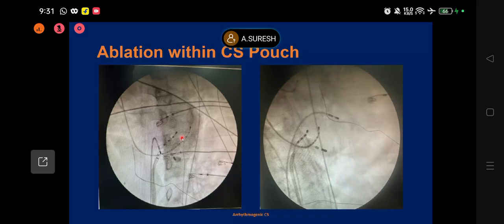Then I even exchanged to a flexibility irrigation catheter, but still I was not successful. Then I thought, let us see the coronary angiogram, and see if there is any pouch or not. And when I did the coronary angiogram, there was a pouch in the coronary sinus. So immediately I came out of the left atrium and went into the pouch and did the ablation at the neck of the pouch. The RAO view shows this is a pouch, and this is the neck. I did the ablation here and I could get success.